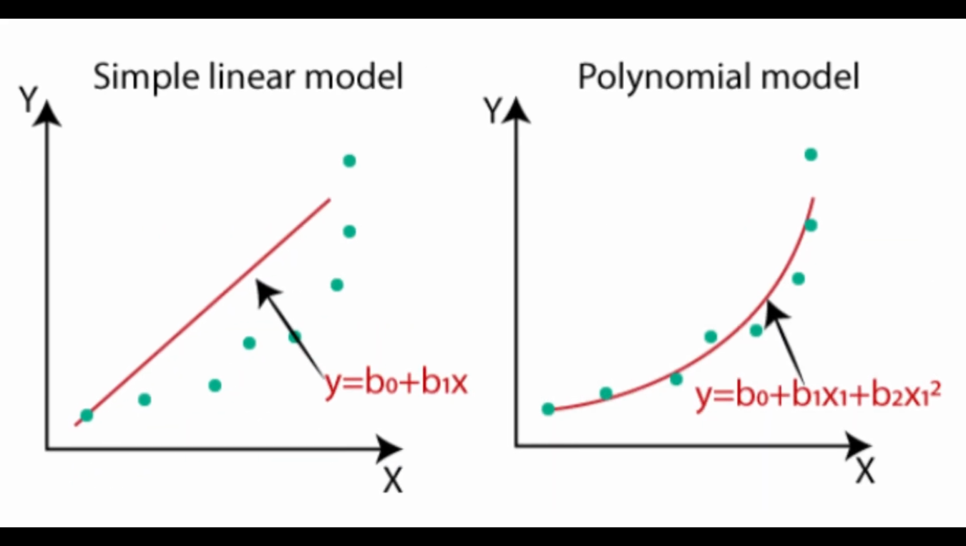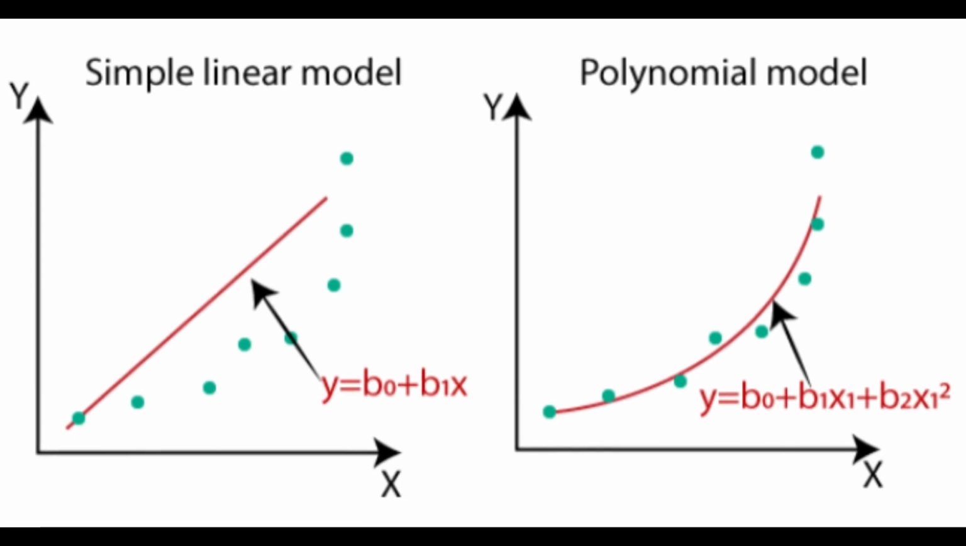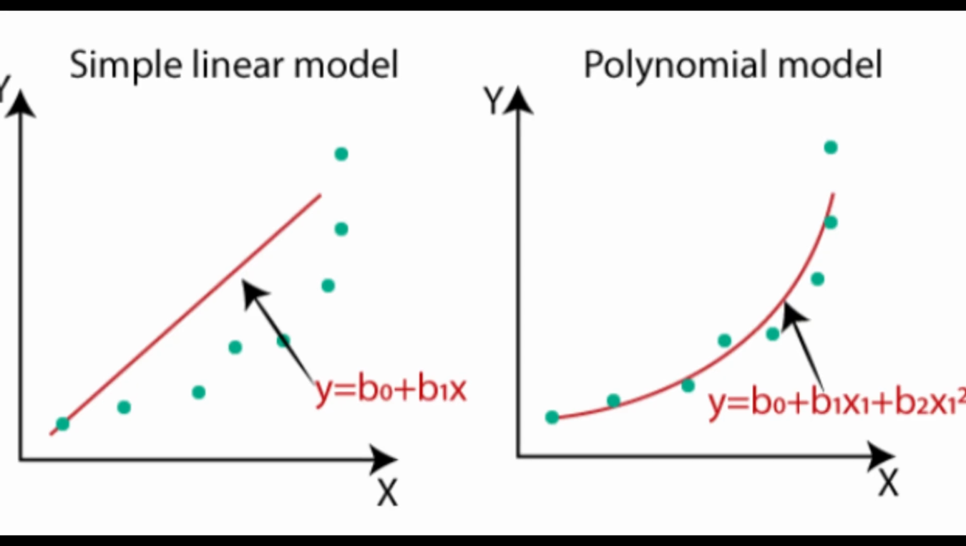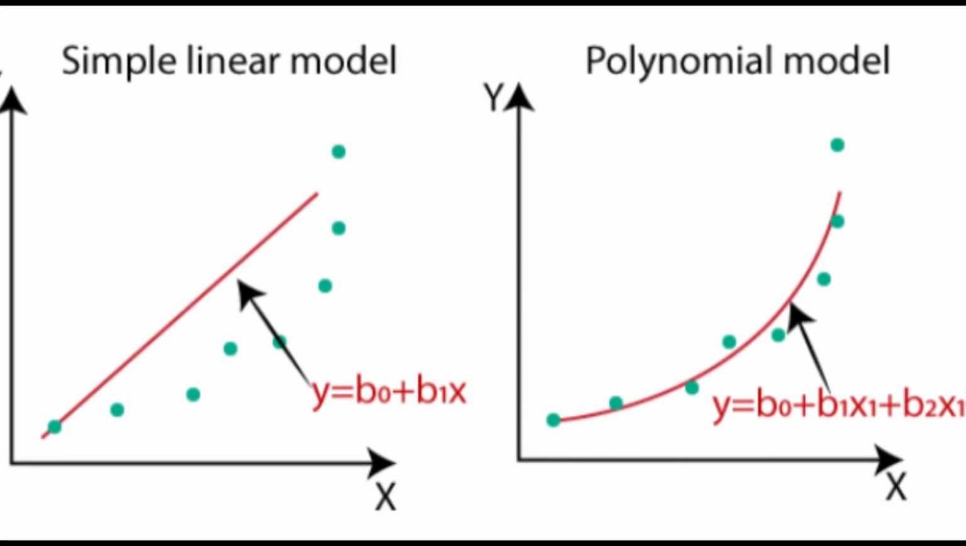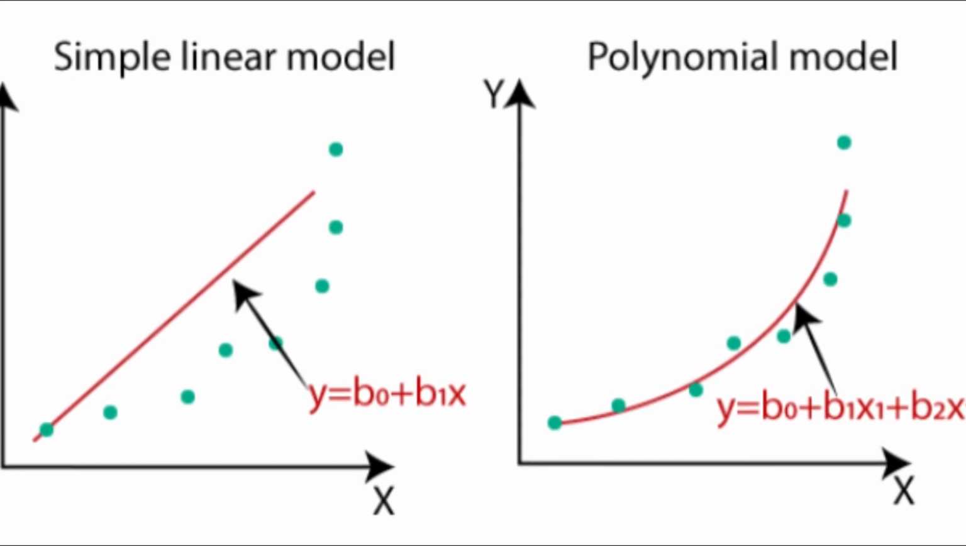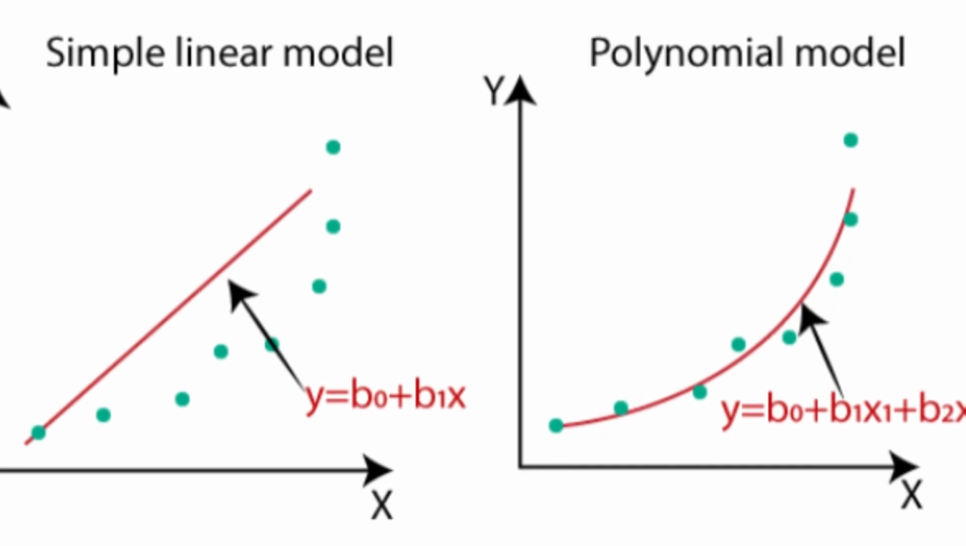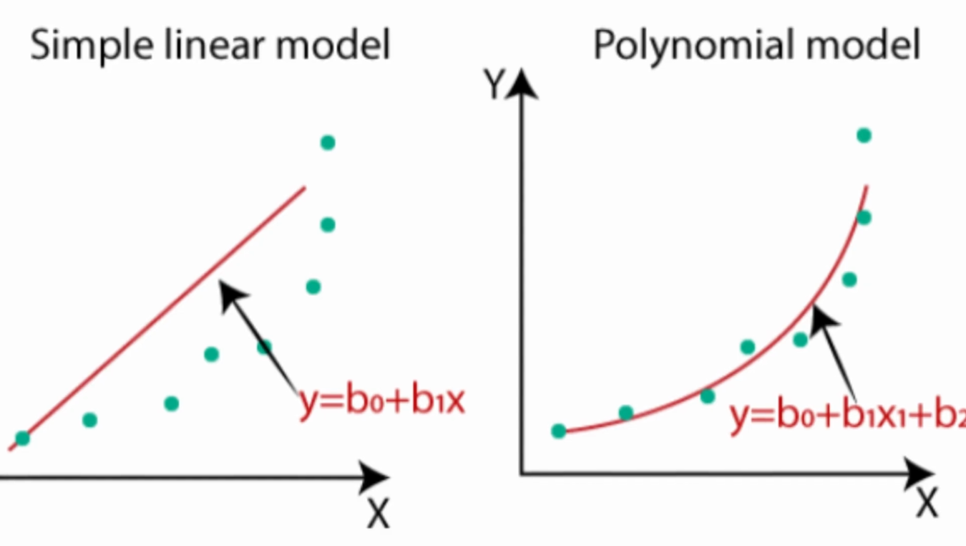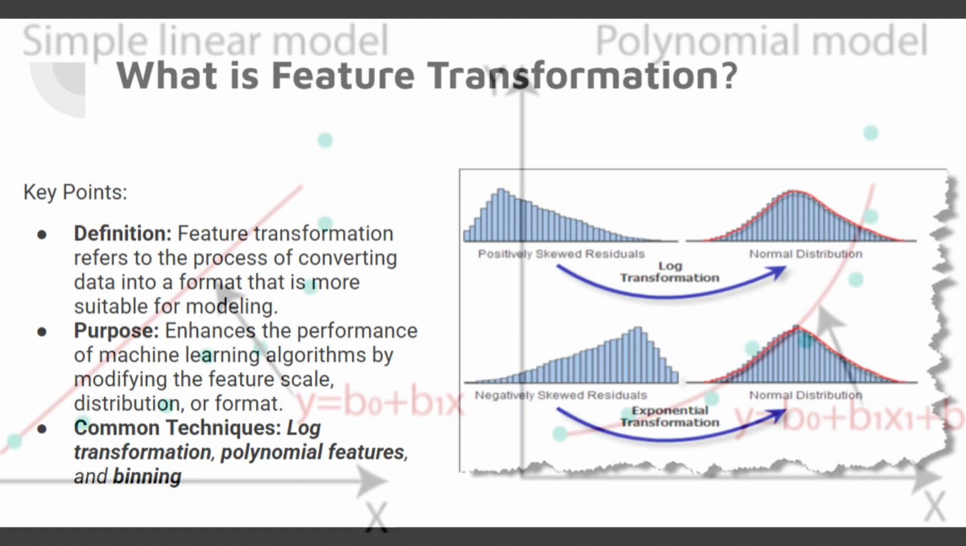Polynomial features. This involves creating additional features by raising existing features to a certain power. For example, if you have a feature for age, you might create a new feature for age squared. This can help models capture more complex relationships.